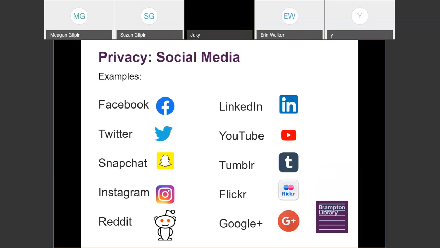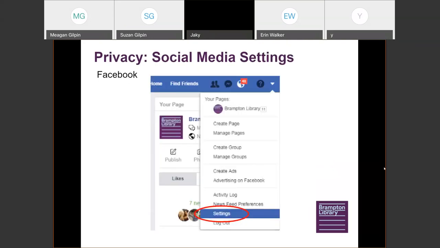So just like Google, I encourage you to become familiar with the privacy policies of the social media platforms you use or want to join. And understanding these policies will help you to make more of an informed decision on whether or not you'd actually like to sign up or continue using some of these social media applications. So I'm going to focus on Facebook, but this could apply to any social media application that you may be using. Like I mentioned, find out how to adjust your privacy settings and customize them so that information is shared only in the ways that you want it to be.